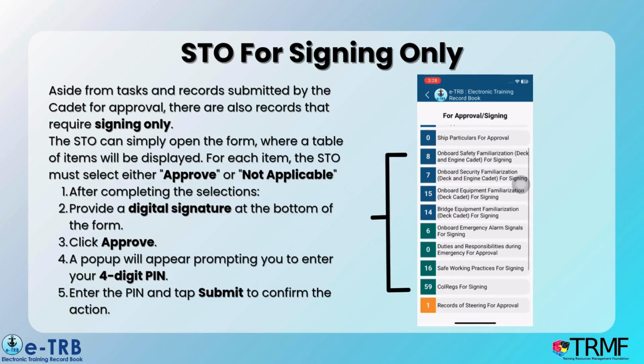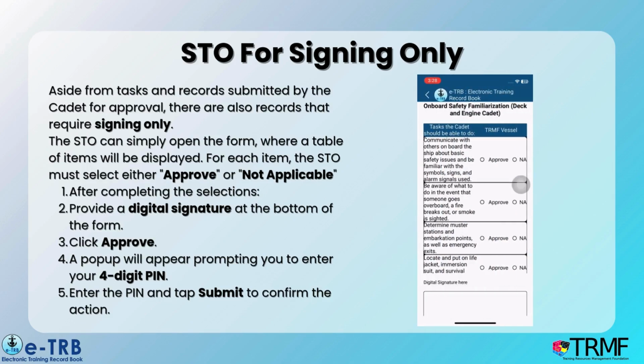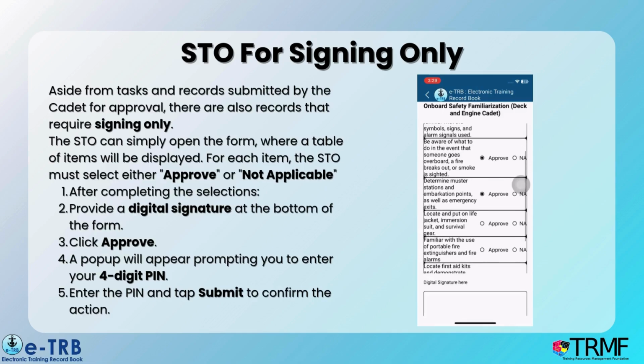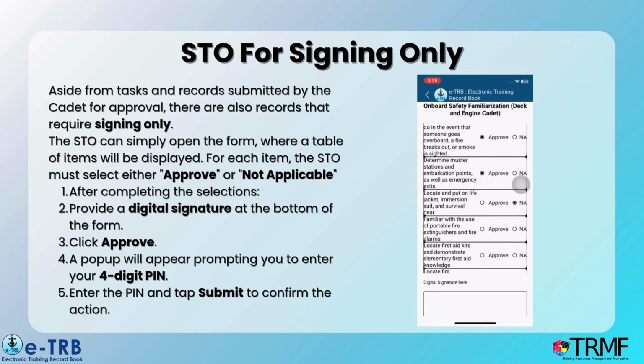Aside from tasks and records submitted by the cadet for approval, there are also records that require signing only. The STO can simply open the form, where a table of items will be displayed. For each item, the STO must select either Approve or Not Applicable.